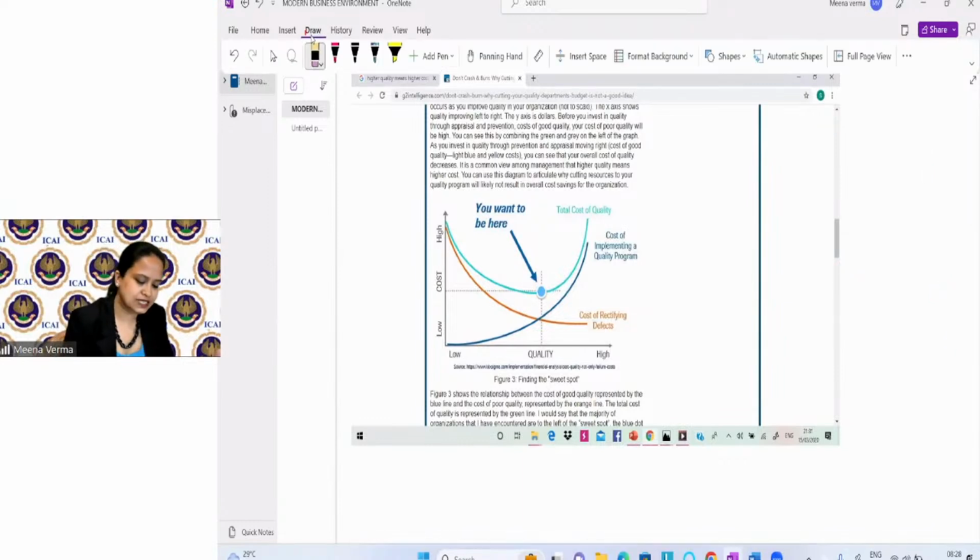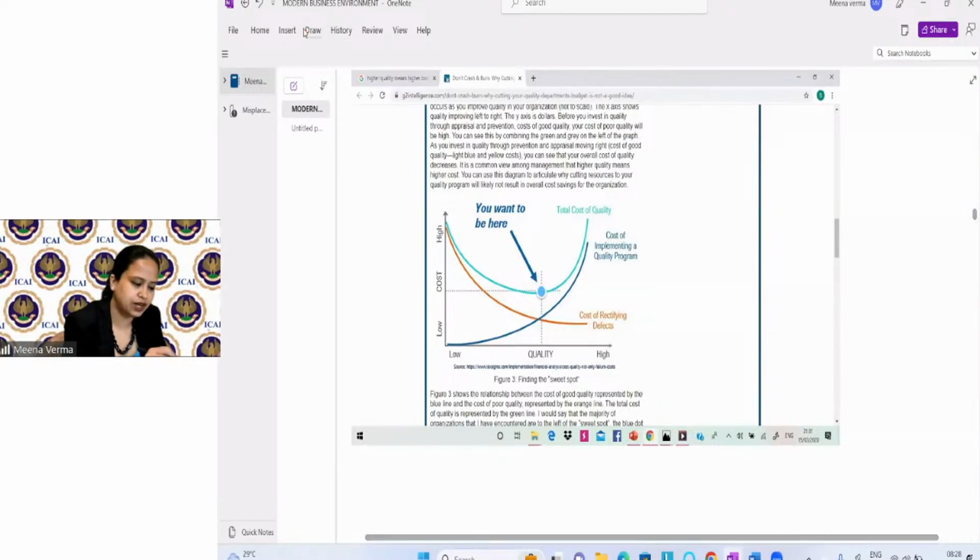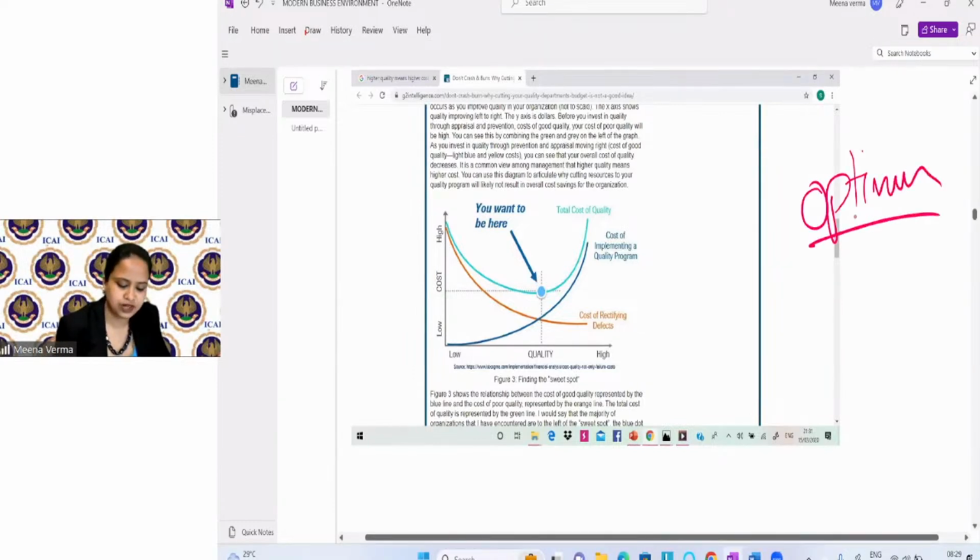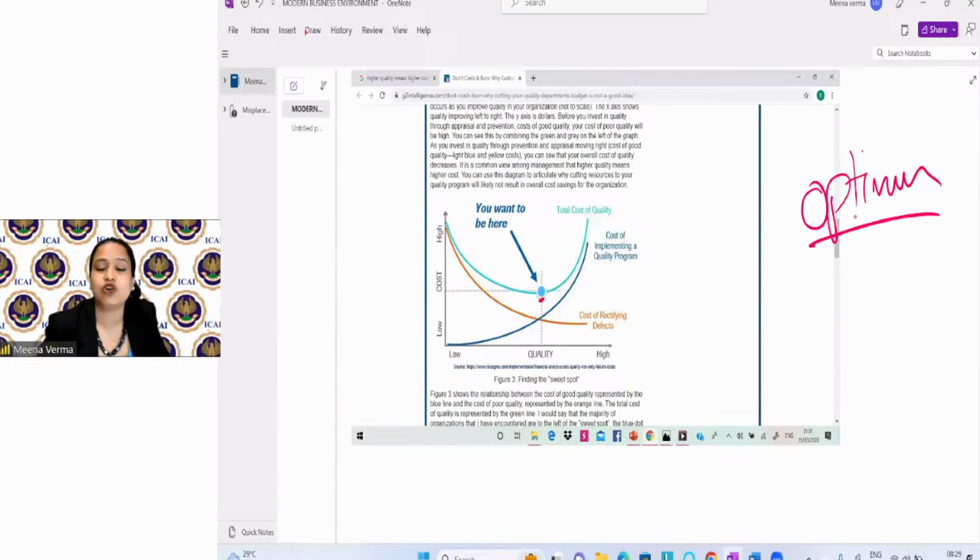So if you will see, this graph is about what? Finding the optimum point, right? Finding the optimum point. What is the meaning of this optimum point? If you will see here, they have placed an optimum point. Let's try to understand the meaning of this optimum point here.